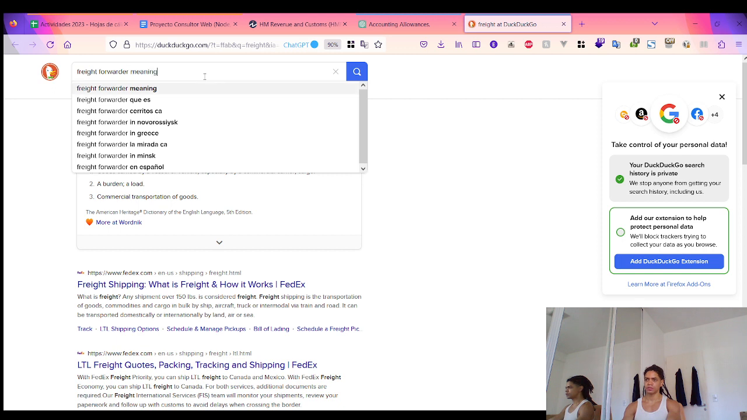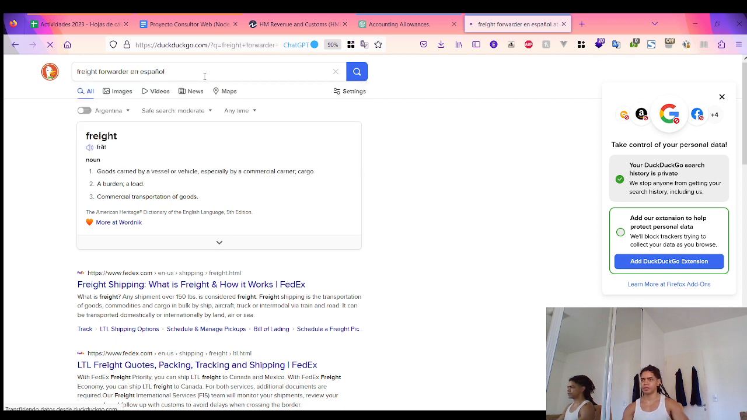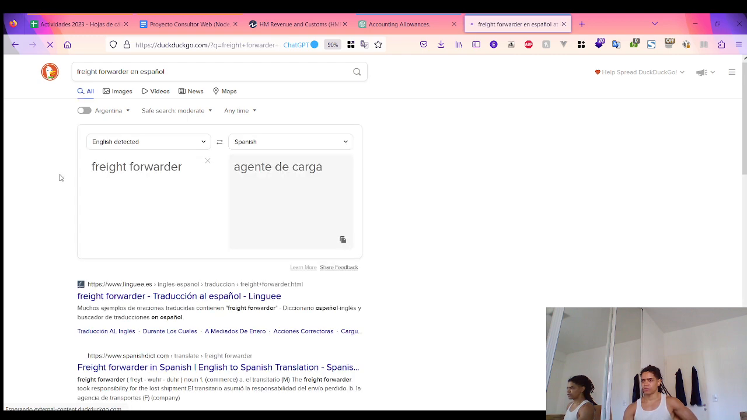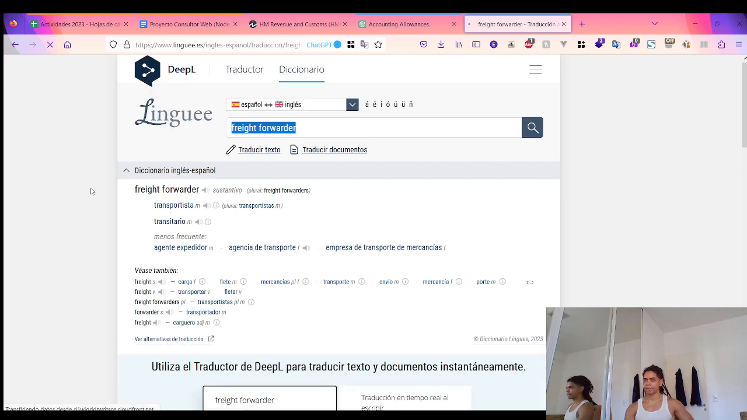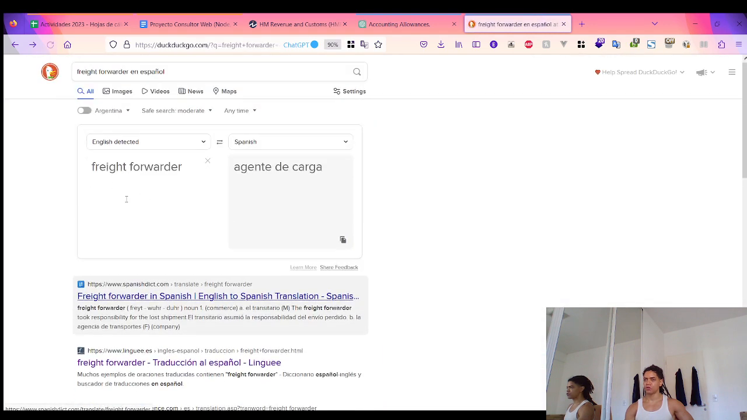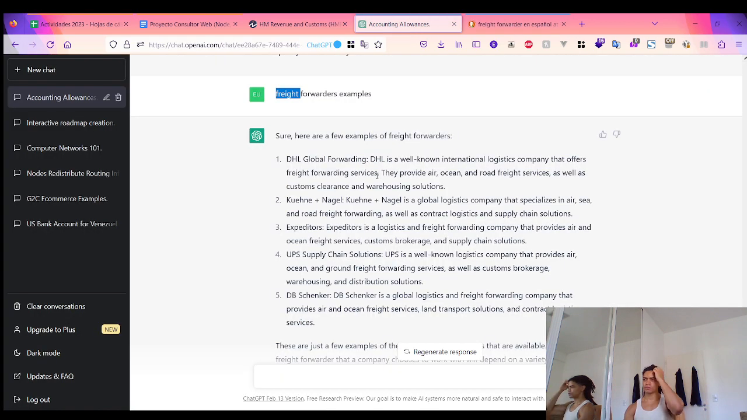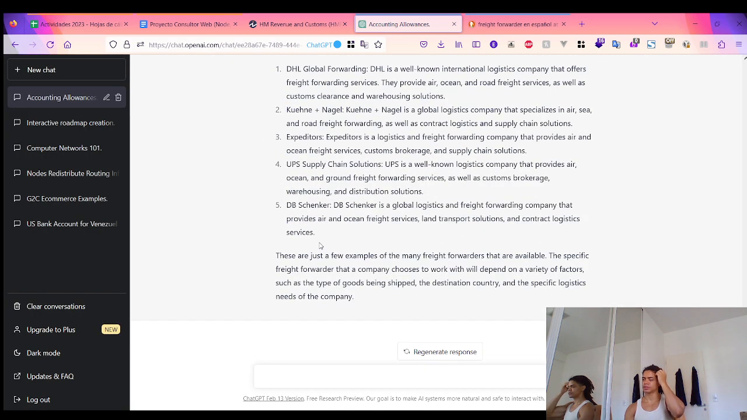Freight forwarder in Spanish. Freight forwarder, agente de carga. Freight forwarder, agente o agencia de transporte. Freight forwarder. Flete. Freight.